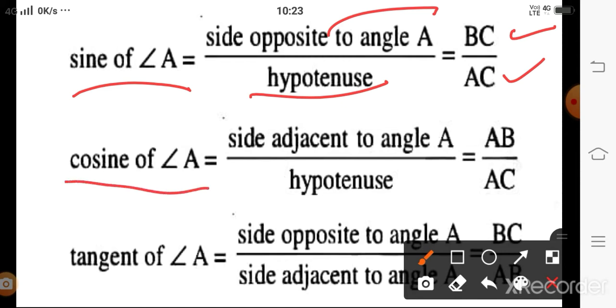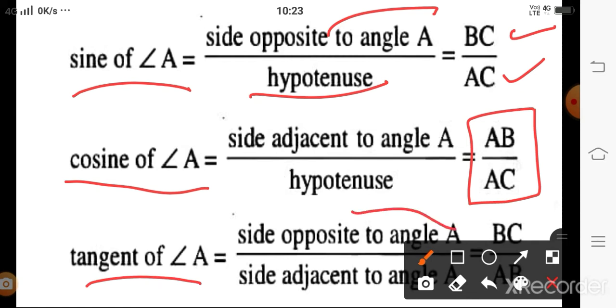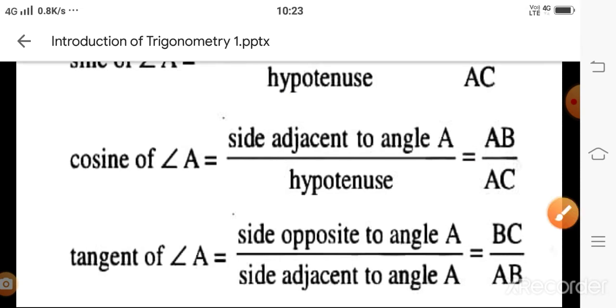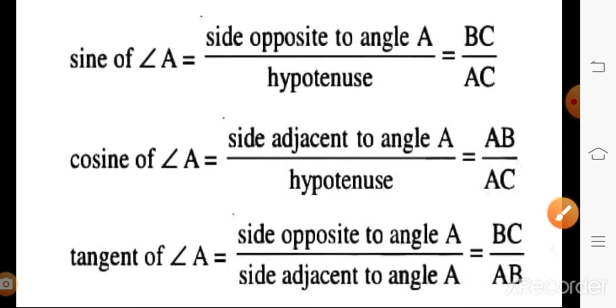Cosine of angle A: if we have to find the cosine of angle A, it is the side adjacent to angle A upon the hypotenuse. The side adjacent to angle A in the diagram is AB, and the hypotenuse is AC. Tangent of angle A, if you have to find it, is the ratio of the side opposite to angle A and the side adjacent to angle A, so it is BC upon AB.